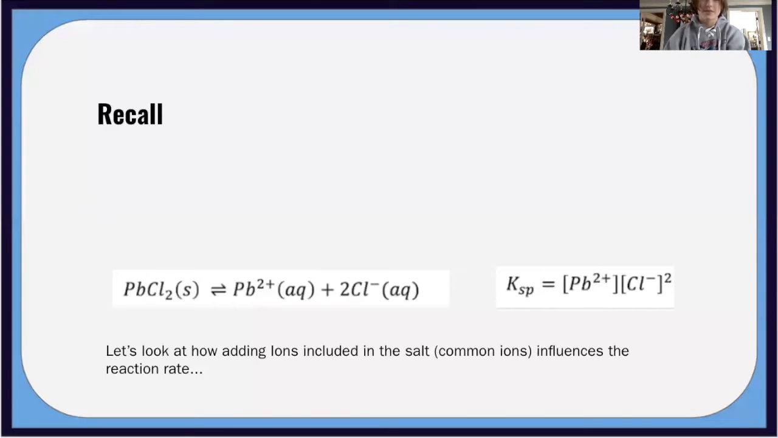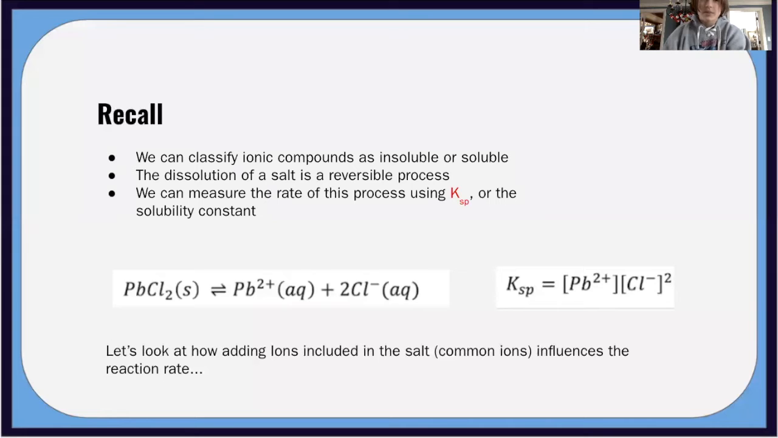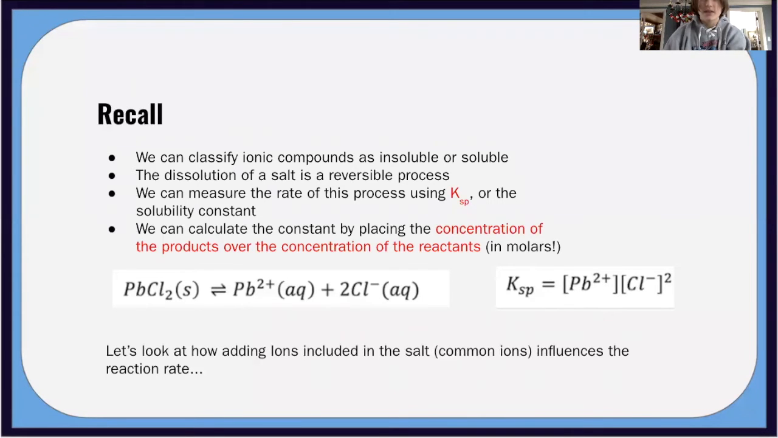Okay, let's start with some information that we already know. We know that we can classify ionic compounds as soluble or insoluble, and we know that the dissolution of a salt is a reversible process. We can measure the rate of this process using KSP, or the solubility constant, and we can calculate this constant by placing the concentration of the products over the concentration of the reactants. Quick note here that this is in molars and not moles, so we use moles per liter.